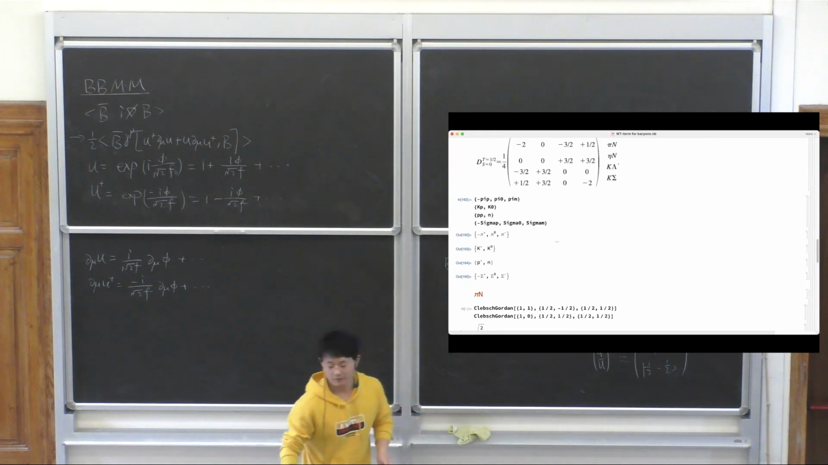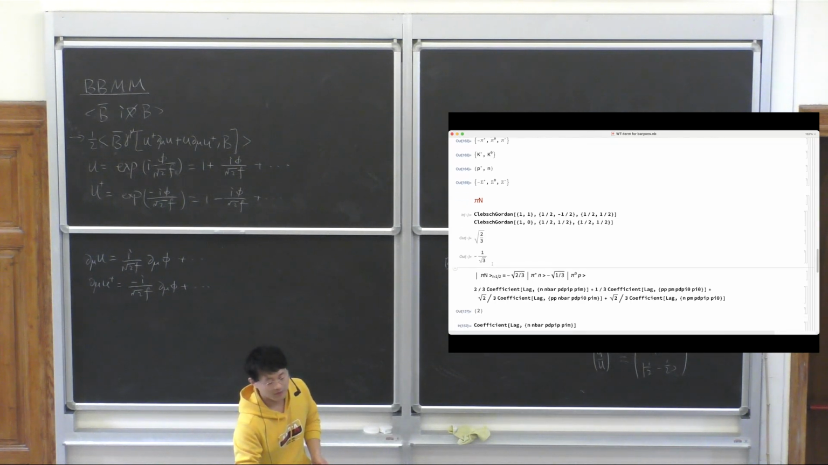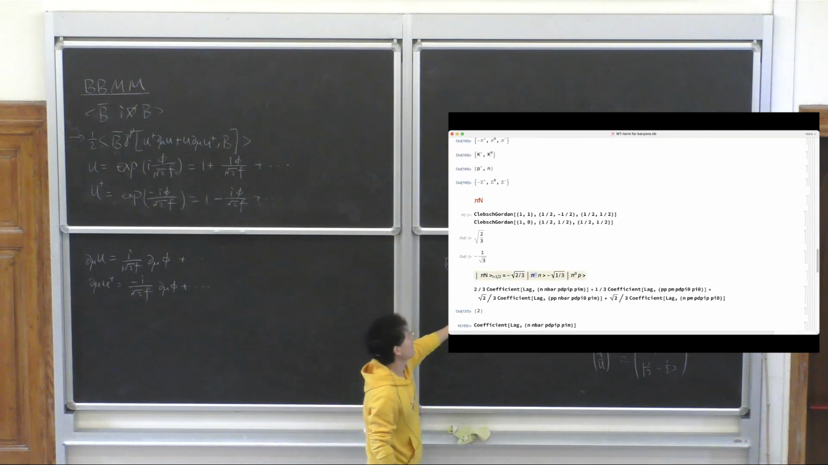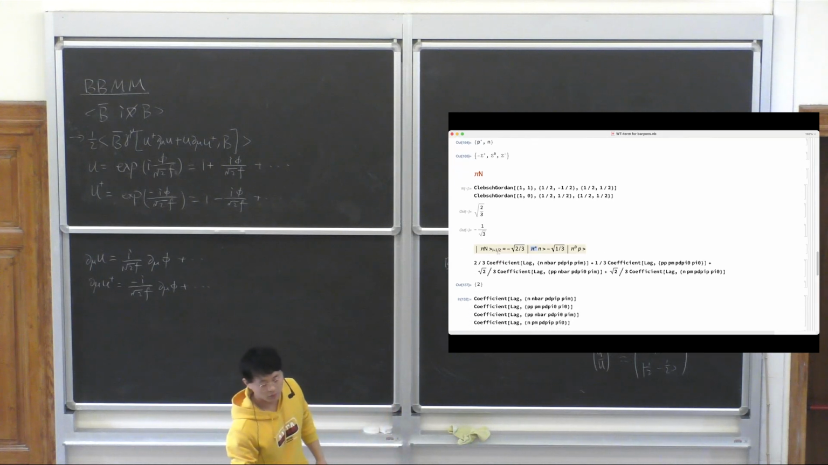So, for example, from the CG coefficients, we know that these two coefficients are square root of 2 over 3, and this one is minus 1 over square root 3. But since pi plus here has an additional minus sign, finally what we write should be minus and minus, not plus minus.